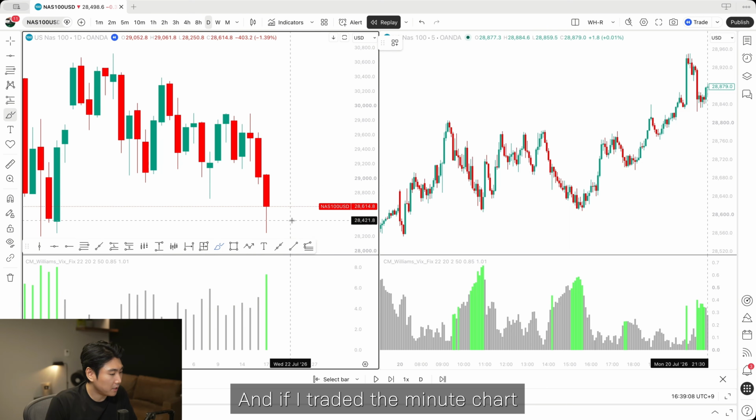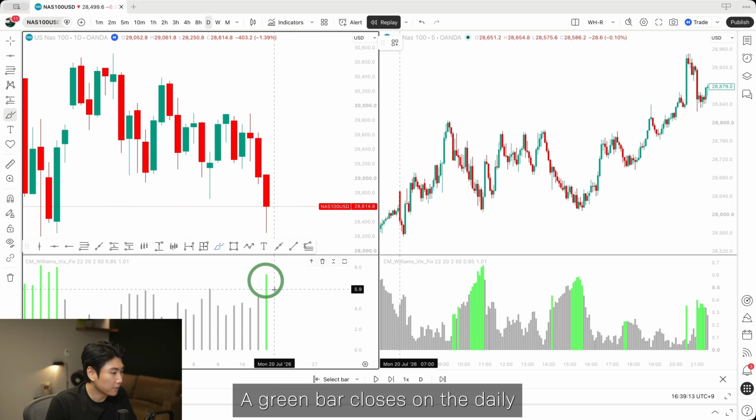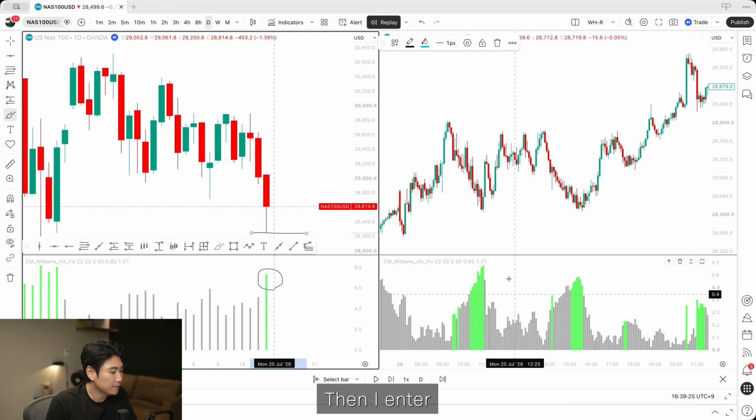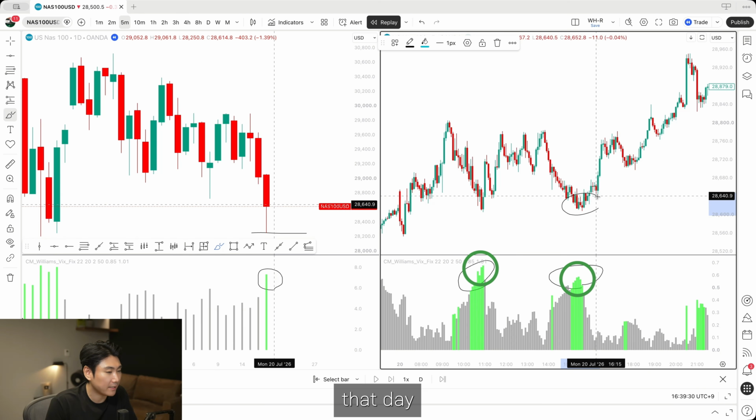And if I trade the mini chart, I could use it this way. A green bar closes on the daily. The next whole day, I only look for longs. Then I enter when a buy setup appears inside that day.